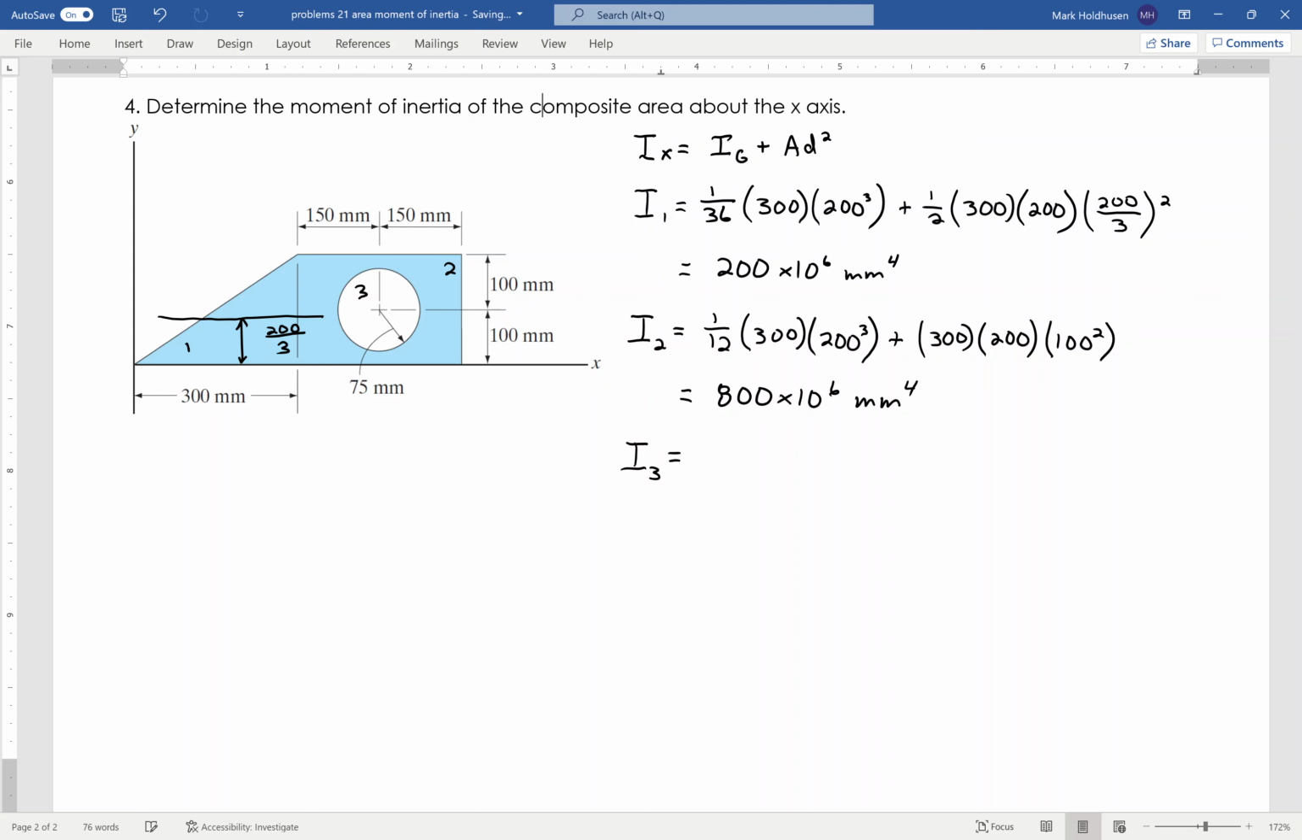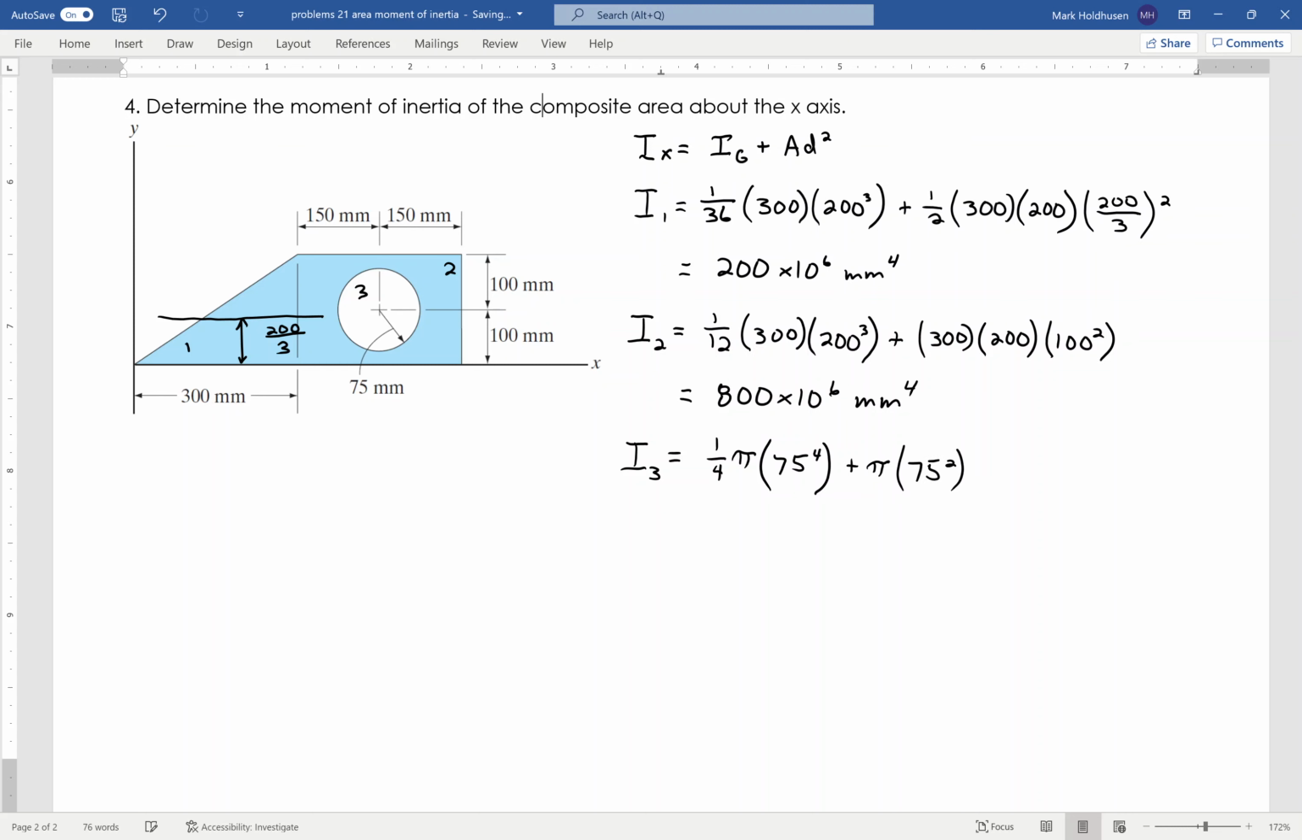Now I've got a hole, right? So I look up the moment of inertia for a circle, and it's 1/4 pi r to the 4th. So I go 1/4 pi, and then r of this is going to be 75, excuse me, to the 4th, not squared. That's the moment of inertia about the center of the circle. I need to do the parallel axis term. So then I take the area of that circle. That is pi r squared, so 75.